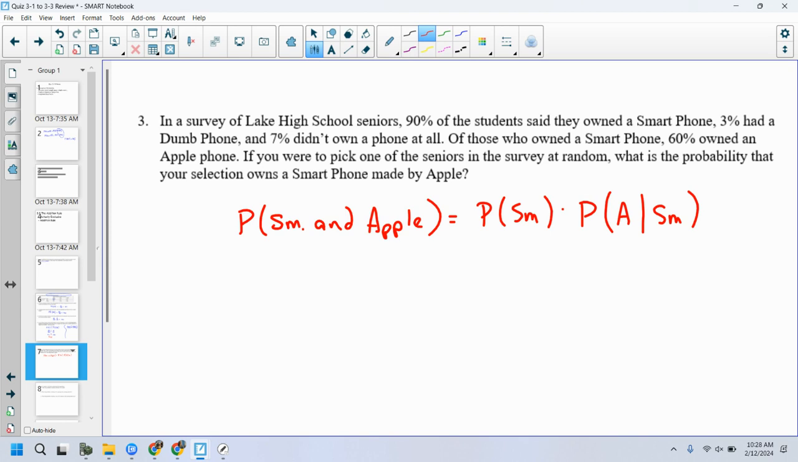Well, what's the probability of somebody picking at random and getting a smartphone? 90%. What's the probability of an Apple given smartphone? Well, of those who owned a smartphone, 60% owned Apple. Isn't that Apple given smartphone? Right? So there's our conditional probability. Everything is given to us. I don't have to do any sort of fun calculations. 0.54 is my probability. If I pick a person at random from these students, there is a 54% chance that I pick someone that has a smartphone that is also an Apple.